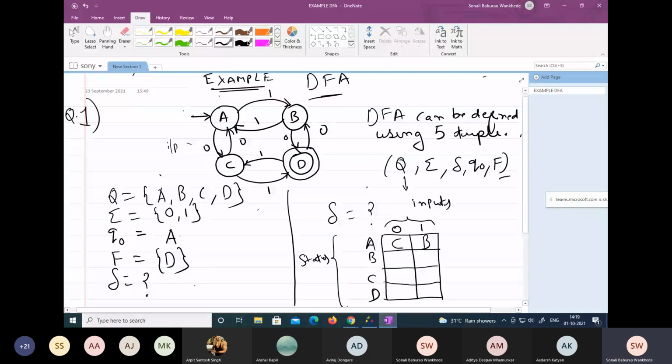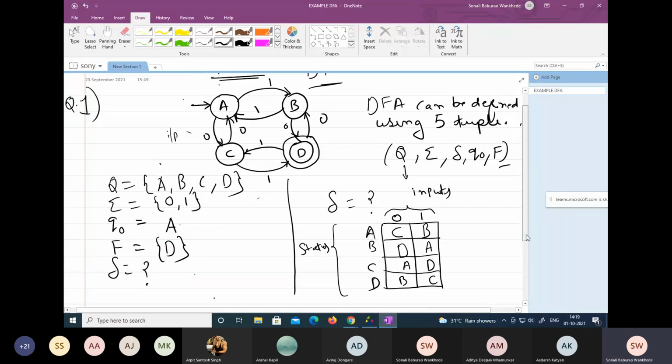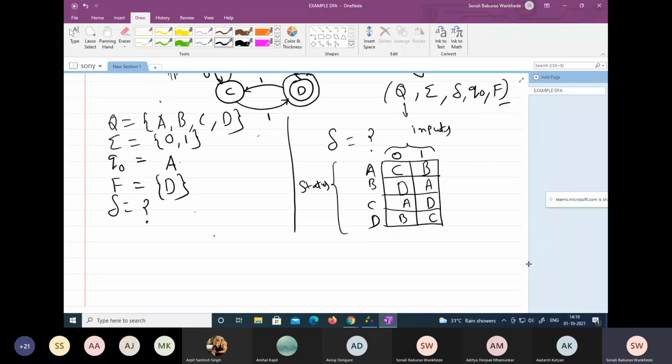Then again, B0, I'm having the input as 0, but when B goes to D, right? So I'll write D here. Similarly, you complete everything, then you get all the values like this: D, and then you have B, C. This is the transition table, and this is equal to your delta. This complete table is your transition function delta.